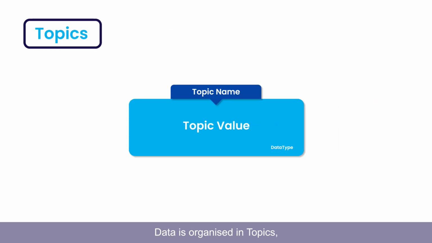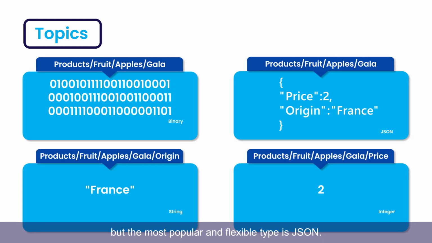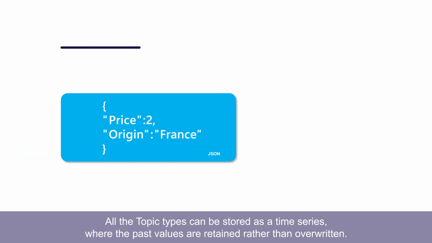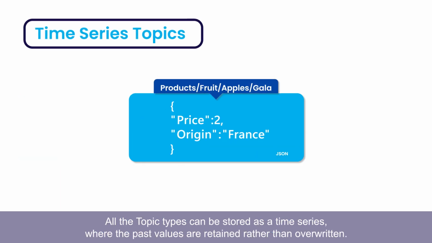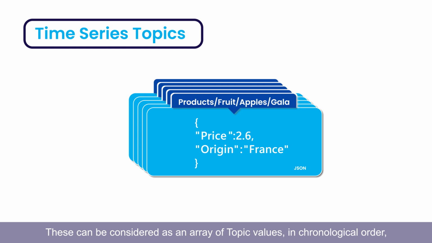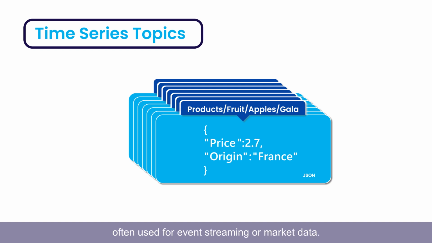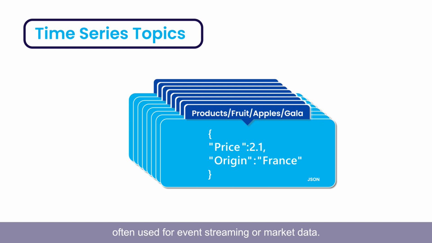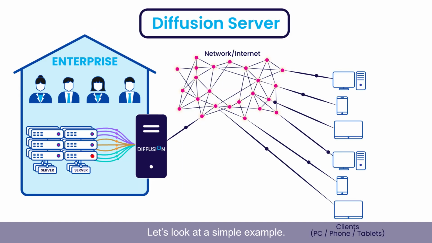Data is organized in topics, and they have names and values consisting of different data types, but the most popular and flexible type is JSON. All the topic types can be stored as a time series, where the past values are retained rather than overwritten. These can be considered as an array of topic values, in chronological order, often used for event streaming or market data. Let's look at a simple example.